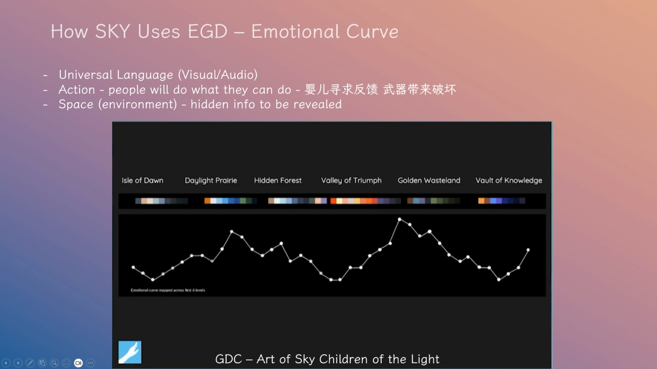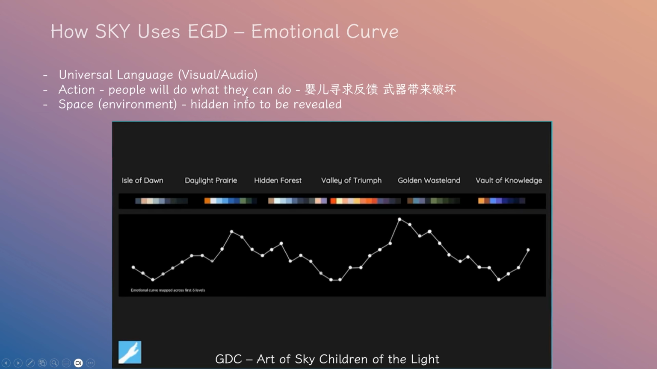And how Sky uses EGD. The method proposed is about the emotional curve, and much of the following content I got inspired by and took from their GDC sharing. There are basically three principles that they use to achieve the emotional curve. The first is the universal language, in visual or audio ways. And the second is about the action design.